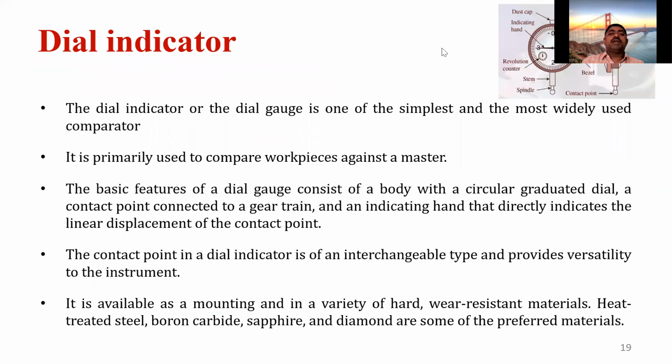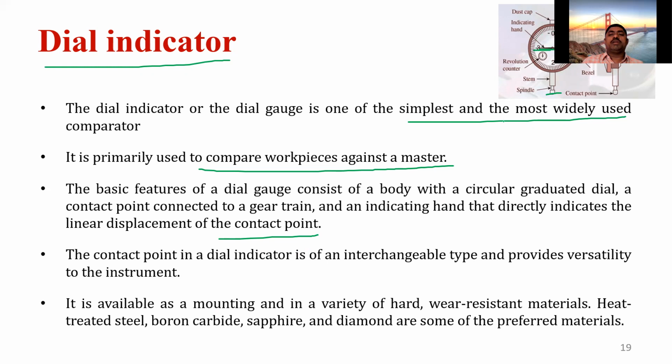Next, what is a dial indicator? The dial indicator is also called the dial gauge, which acts as a comparator. It is the simplest and most widely used device for comparing workpieces against master pieces. It consists of a body with a circular dial, and there is a measuring point or contact point which is connected to a gear train, and there is an indicating hand that directly indicates the linear displacement of the contact point.